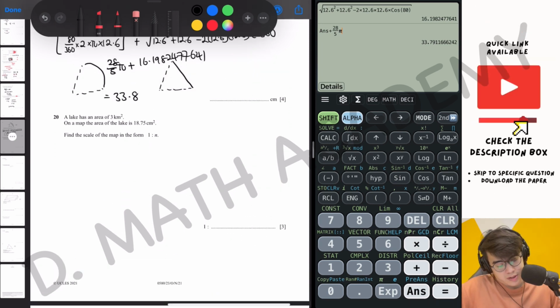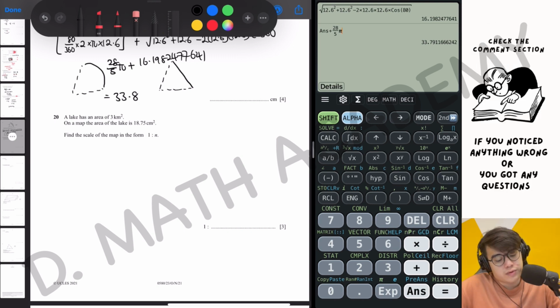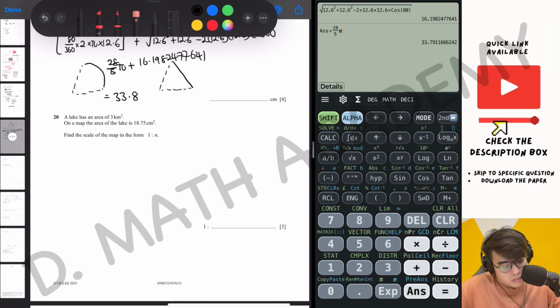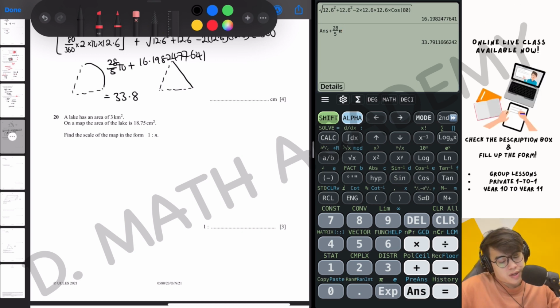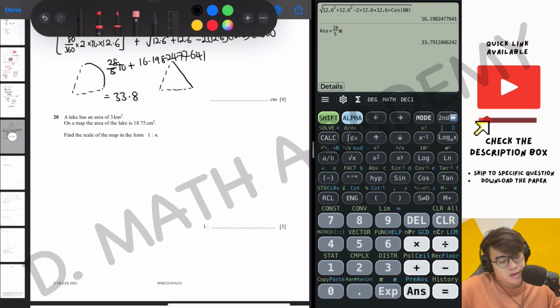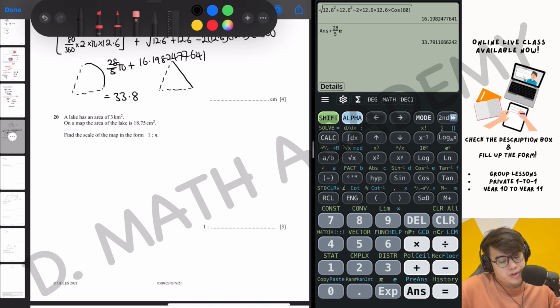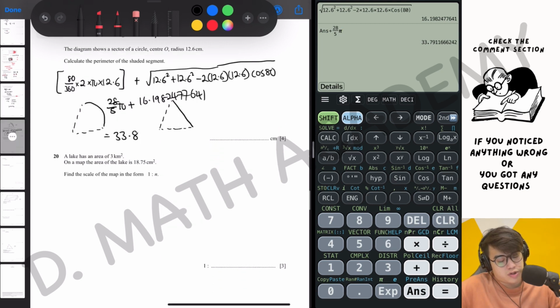Yes, so finally some challenging question. Okay, here comes question 20. First thing first, I will try to map the area of a lake, which is 18.75. I try to make my 3 kilometers here. Wow, this is a challenging one.